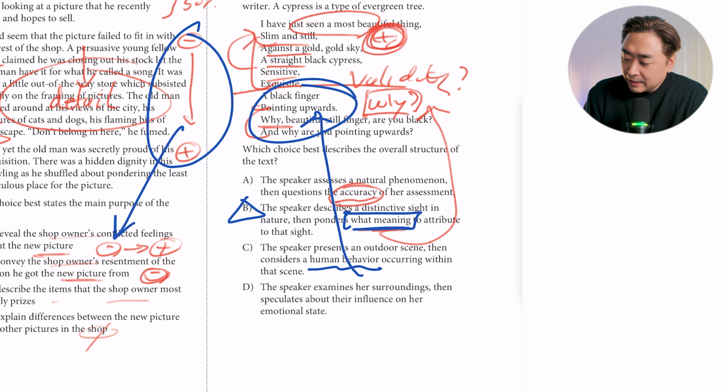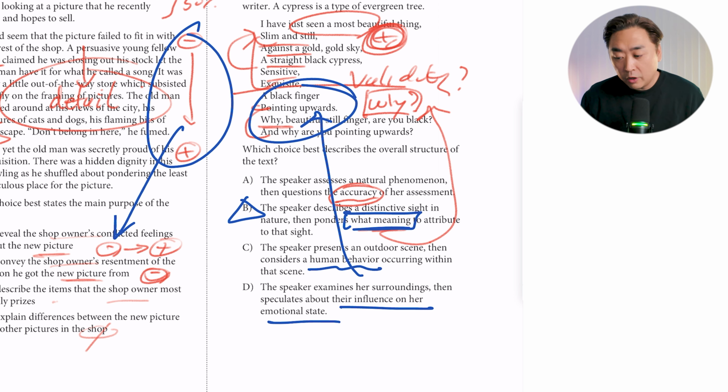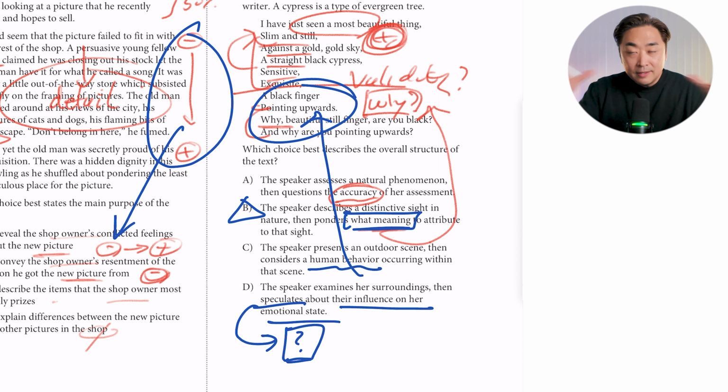D says the speaker examines her surroundings, then speculates about their influence on her emotional state. Well, we're not talking about her. Everything is about the cypress. And also, we're not really speculating. A lot of people fall for it because of the question mark. But this is not about the influence on the author, on the person, right? This is about just the sight and saying, why are you that way? But I'm not asking how you are influencing me. So D's out, C's out. Obviously, the answer is B.